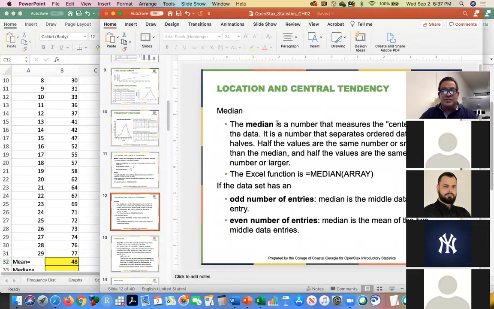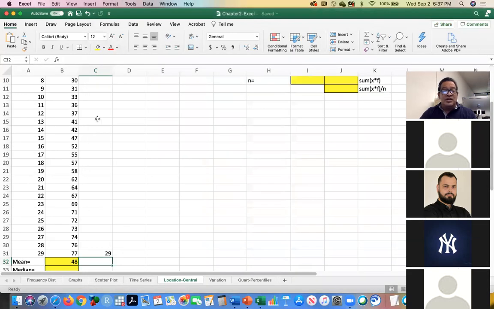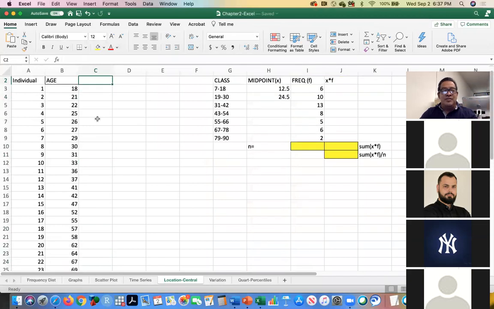So let me read this first. The median is a number that measures the center of the data. It's not the point that summarizes all the values, but the point that is exactly and physically in the middle of the data set, when the data set is ordered from the lowest to the highest. So half of the values are the same number or smaller than the median, and half of the values are the same number or larger. In this case, for example, we have 29 observations. So that means observation 15. We have 14 on top and 14 on the bottom.